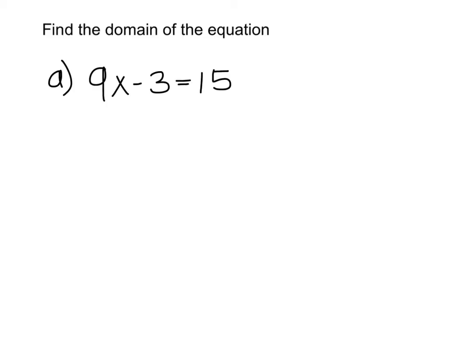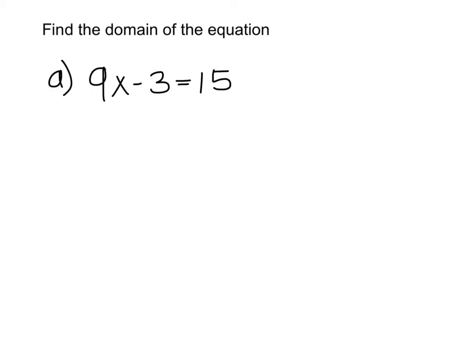Okay, so when we're talking about finding the domain of a function, or sorry, of an equation, what we're saying is we want to know what values can I plug into x, or what values can I plug into the variable and get real numbers on both sides of the equation.